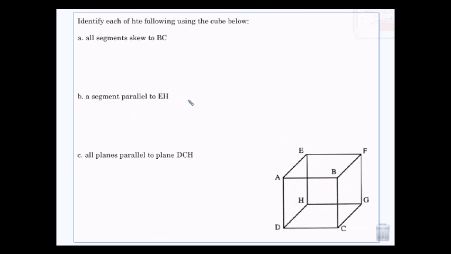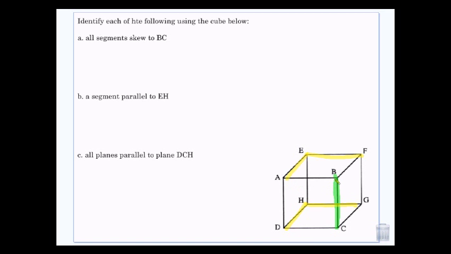So we have all of the segments that are skewed to BC. So I'm going to first highlight BC. Okay. FG is going to be parallel because it runs in the same direction. So yeah, HG will work. HD will work. Mm-hmm. HE will be parallel because you see how it runs in the same direction. So even though we don't see that plane, there's kind of like a diagonal that can go between them.